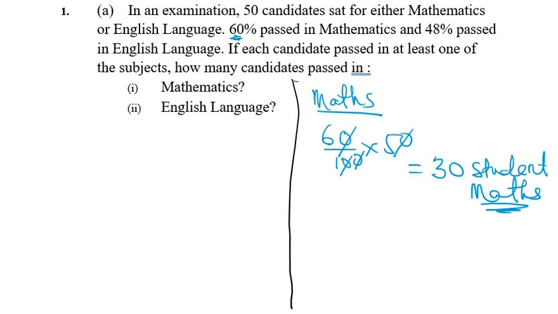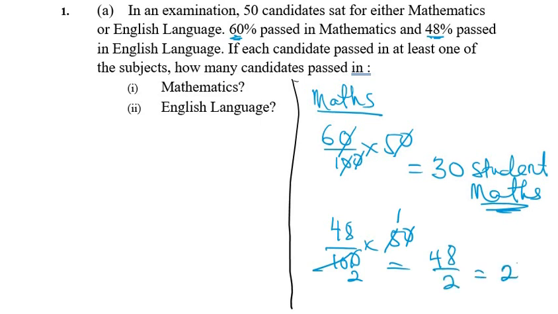Now we'll do the same thing for those who passed in English as well. For English, we were told that it's 48%. So we are going to get 48 over 100 times 50. Then 0 will cancel here. 5 goes into 50 ten times, and it goes into 100 twice. So we are going to get 48 divided by 2, and that's going to give us 24. So it means that 24 students passed in English.